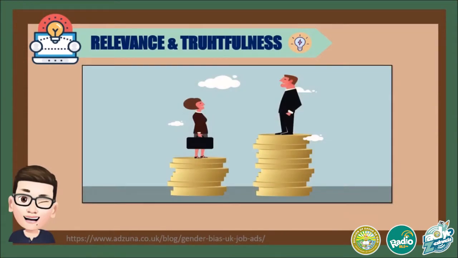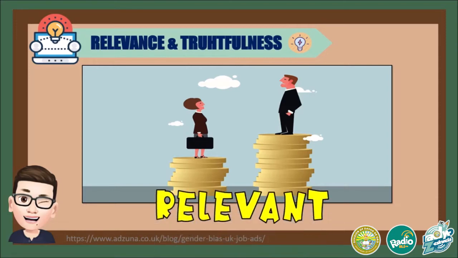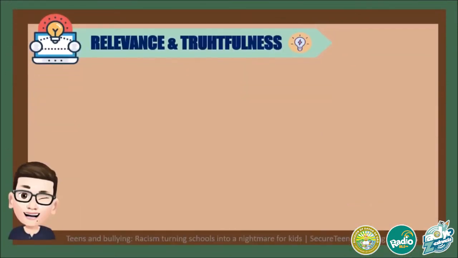First picture. The picture shows both a man and a woman standing separately on a pile of coins. The man stands higher than the woman because he stands on a higher pile of coins. Now, does this picture show relevance to the idea of bias and prejudice? Is it relevant or irrelevant? The correct answer is relevant. The picture is relevant to the idea of bias and prejudice because it shows prejudice against gender, as many opportunities favor men more than women.